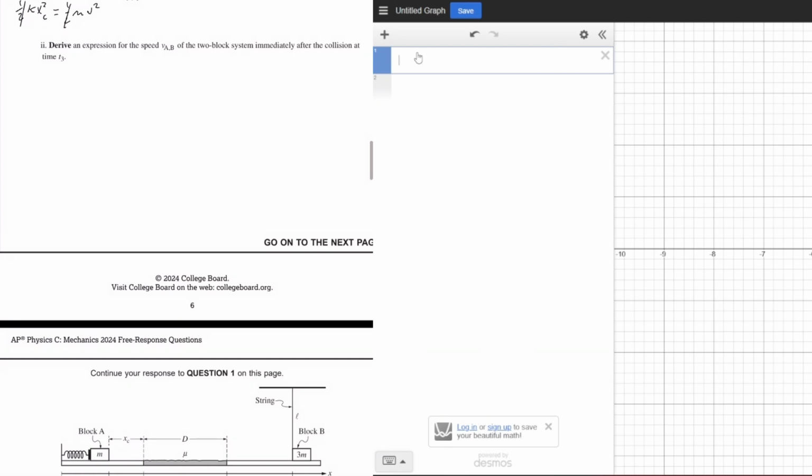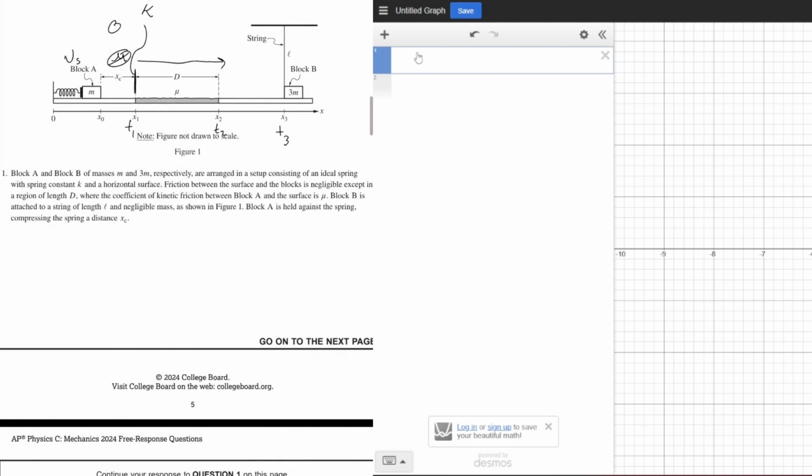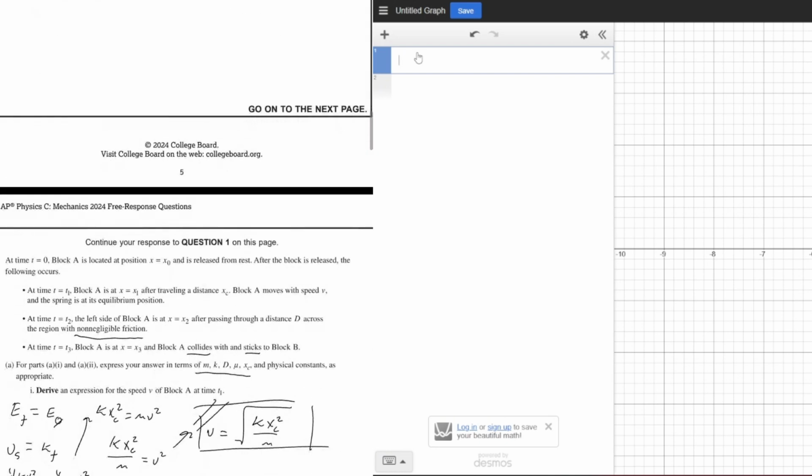Great. Derive an expression for the speed vAB of the two-block system immediately after the collision at time t3. So the block has basically had its kinetic energy, and now it's moved through this region of non-negligible friction with coefficient of friction mu. If it's being acted on by the force of friction over a distance d, I'm going to think work, right? There's no time, otherwise I would think impulse. Well, there is time, but we don't have numerical time values that we can work with. So we're going to have to use work because we're allowed to express things in terms of d, right?